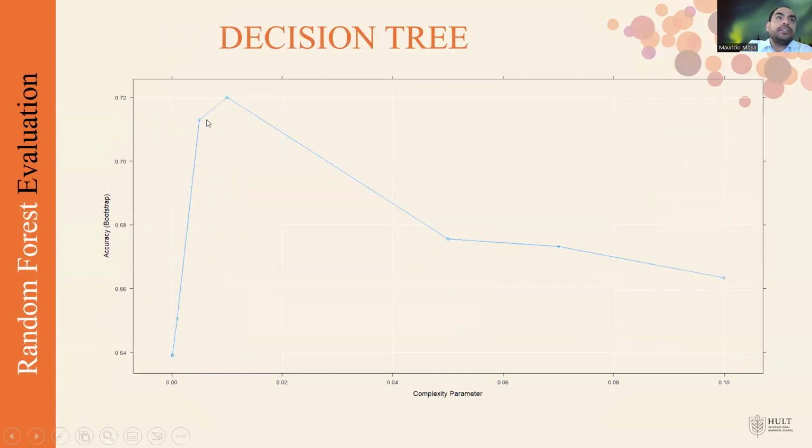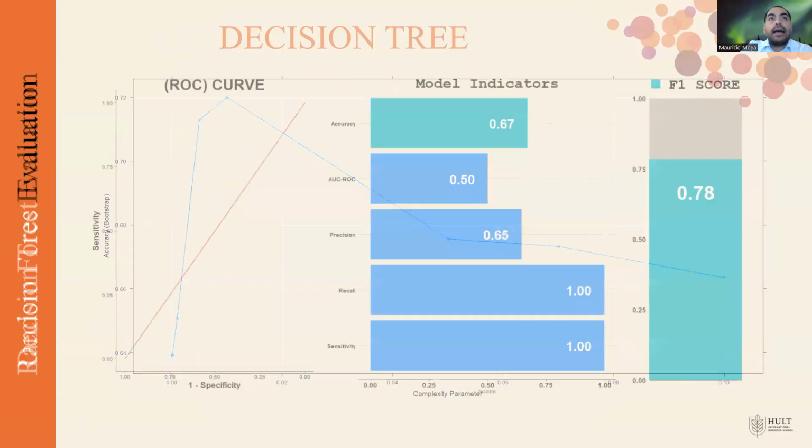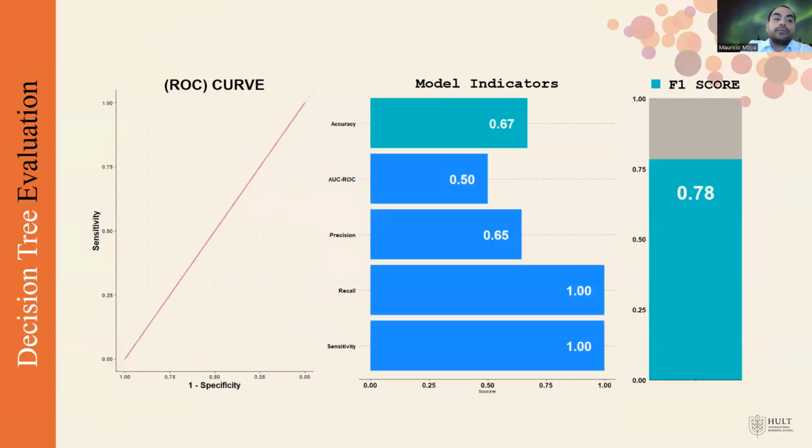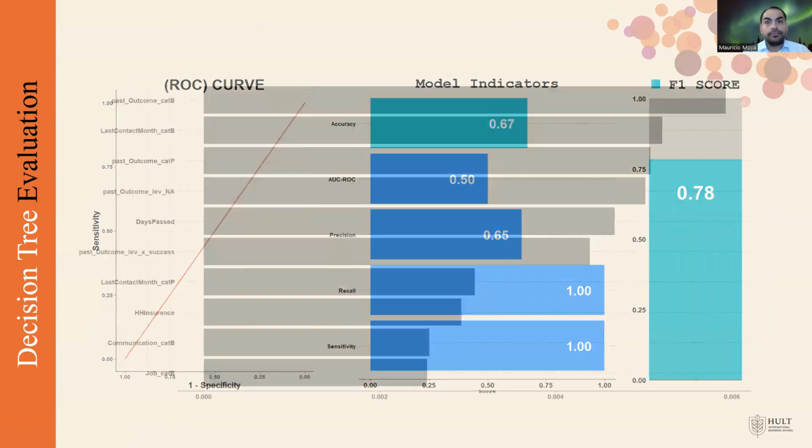The decision tree shows us the accuracy was very high, around 0.72, one of the highest. And the ROC curve had a similar behavior as in the random forest. All models had a 0.78 F1 score, so it was hard to decide, but I went for the logistic regression model.